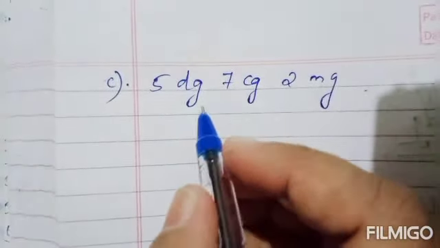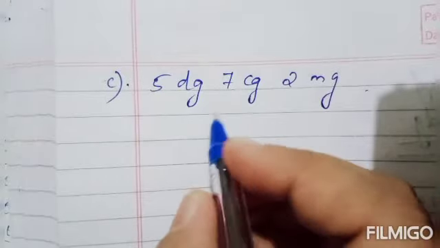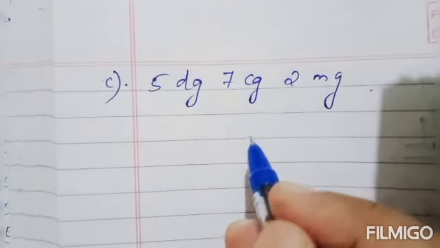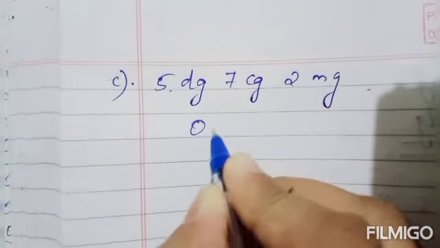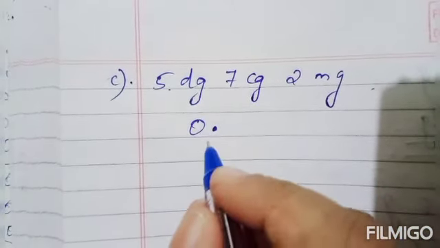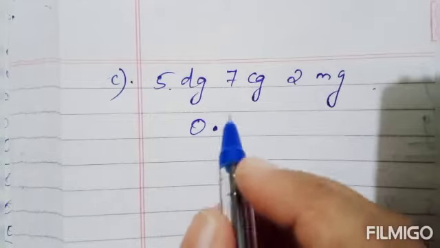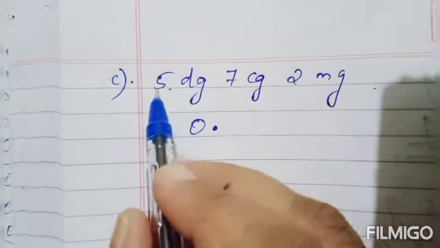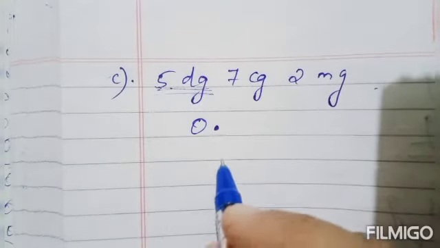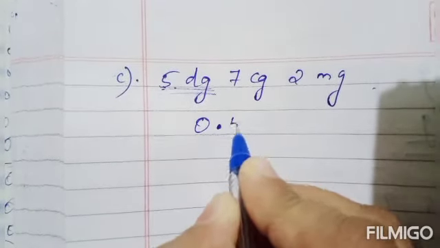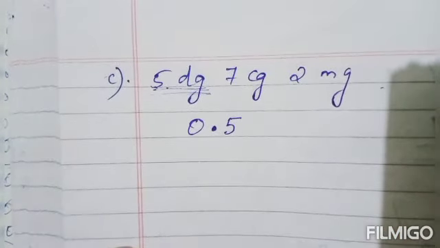So before the decimal point, it is gram. But here in the question gram is not given. So you can put 0 before the decimal point. Next, 10th place, it is decigram. In the question 5 decigram is given. So the 10th place digit will be 5.